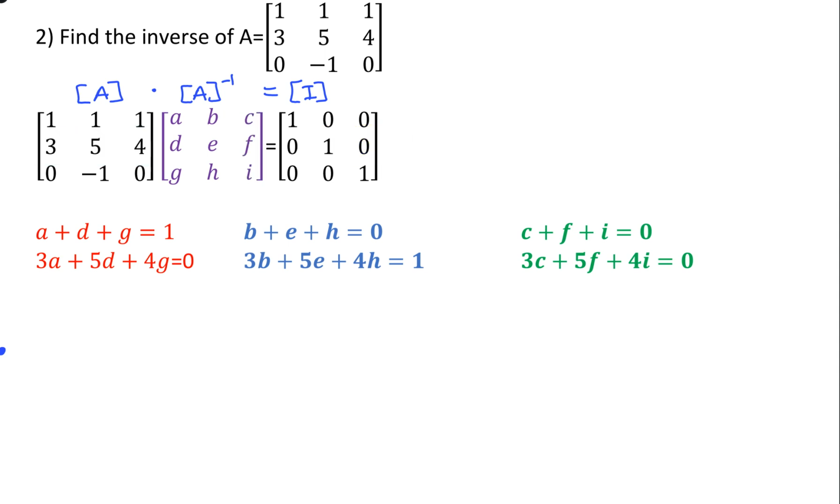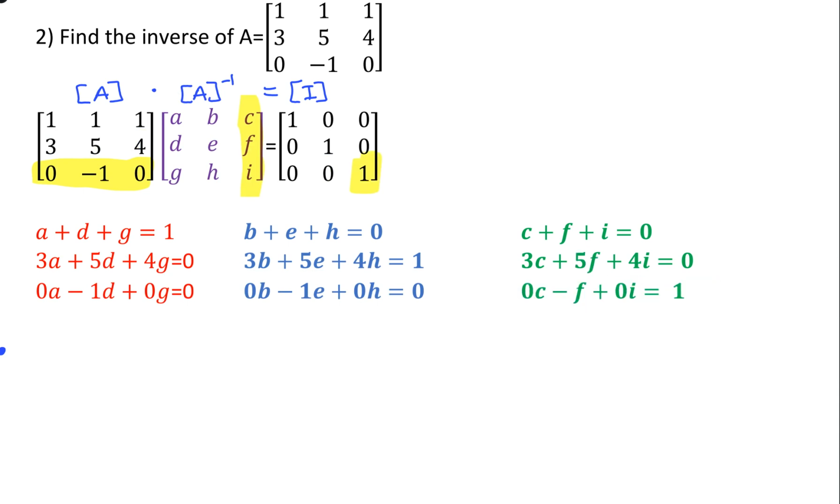And then finally, let's do the last, row 3 times each of the columns. Row 3 times column 1 equals this, and that's going to give us this answer. Row 3 times column 2 is going to equal 0, and we get that. And row 3 times column 3 is going to equal 1, and we get that. If you need to pause here to catch up, please feel free to do so.